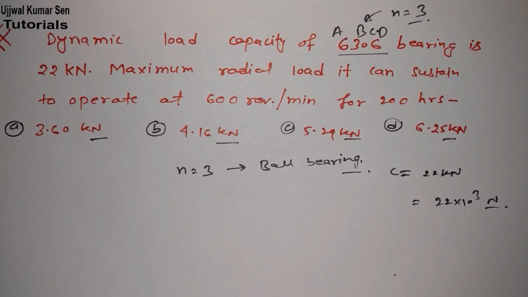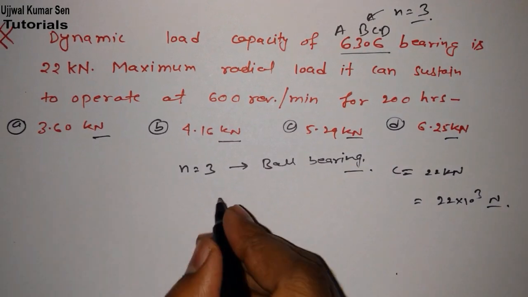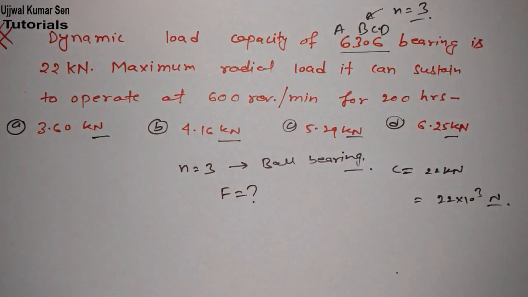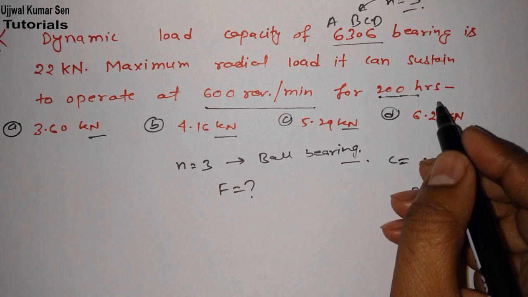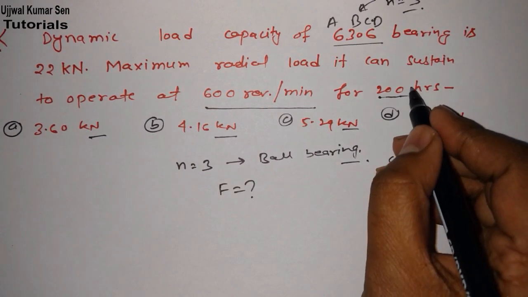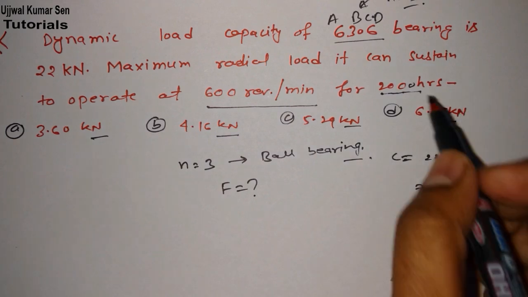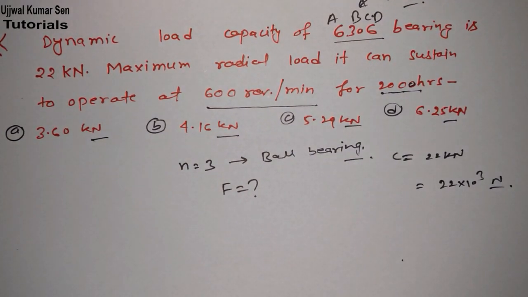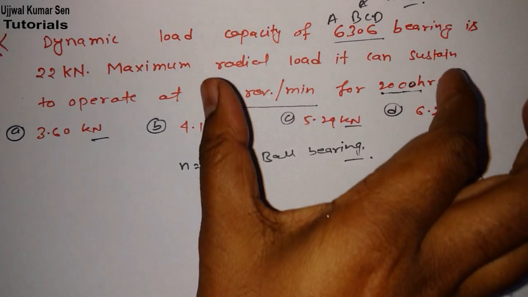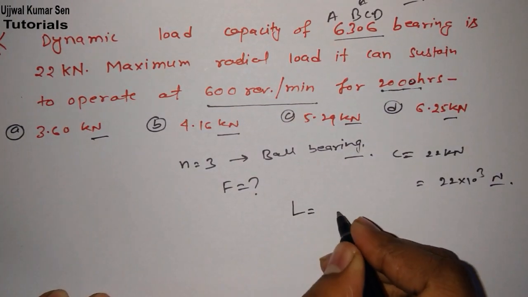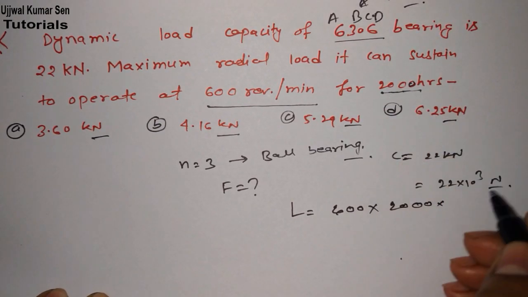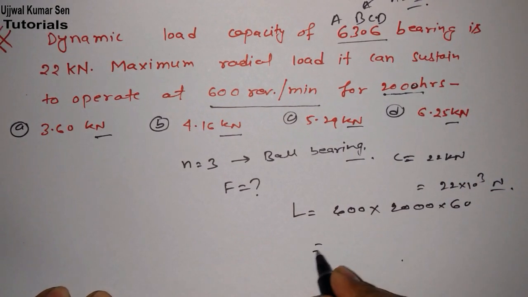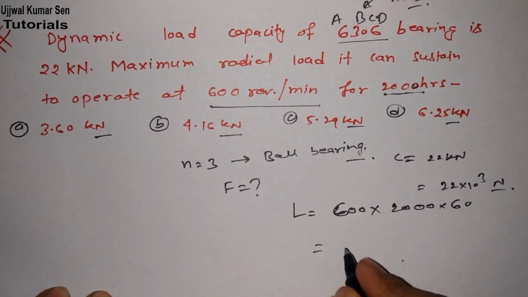Now maximum radial load it can sustain, that means we have to find out F, the equivalent load capacity, at 600 revolutions per minute for 2000 hours. Is it 200 hours or 2000 hours? I think it's 2000. Yeah, it's 2000 hours, right? So we have to find out F. First we can find out L from here: 600 multiplied by 2000 hours. If you convert hours into minutes, I have to multiply by 60.